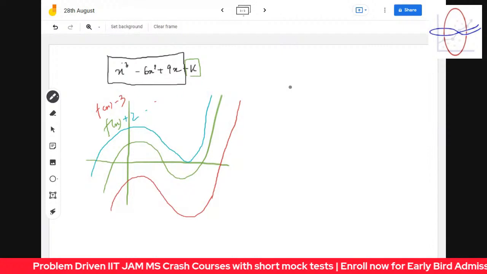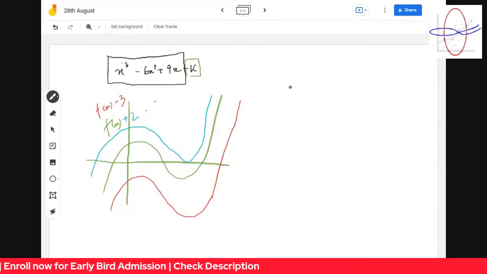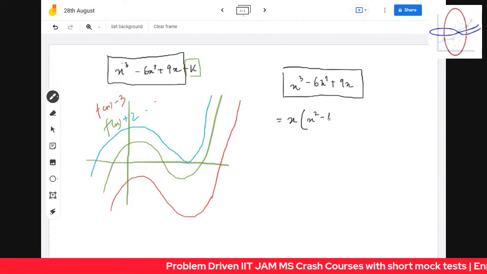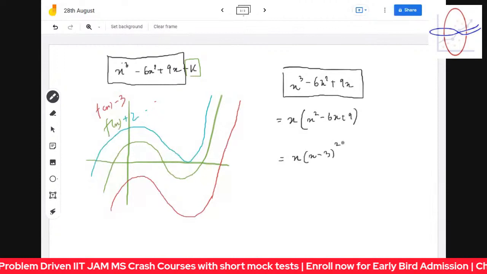To draw this function, as you know, differential calculus is a technique where we first take the derivative. But if you see, we don't need a derivative, we can also do it. If you just take x common, you see x squared minus 6x plus 9. The beautiful part is that it's x into x minus 3 whole square. So how to draw this function?